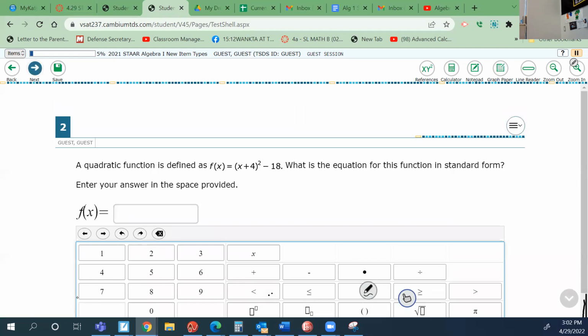All right. Number 2, they give you a quadratic function and they want it in standard form. So you've got to remember now, what is standard form? If you're not sure, remember, they have this reference sheet right here. Just click on the reference sheet.